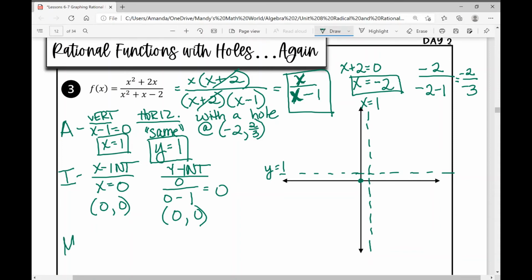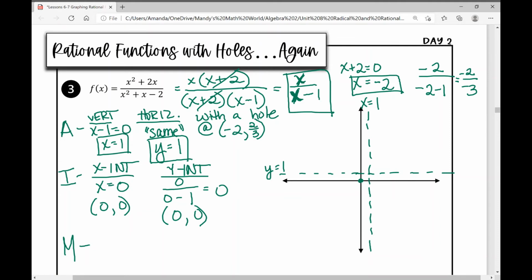And now we're looking for any multiplicity. Do we have any of those special squared terms where the entire factor is squared? We do not. So this is not applicable.